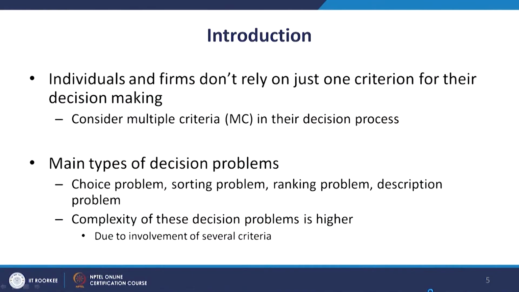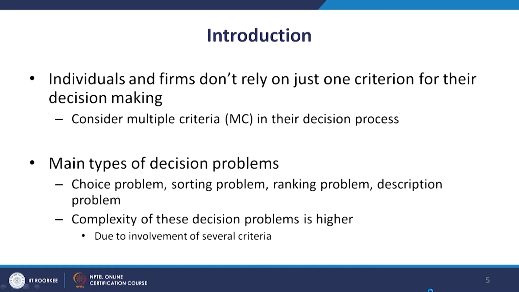So if you are trying to give more weightage, more value to a particular criterion, it might come at the cost of lowering the value for some other criterion. So there are trade offs involved. Now, these trade offs are to be evaluated, they are to be given as subjective preferences of decision makers, as we will discuss in this particular lecture. So typically firms and individuals consider multiple criteria in their decision process.